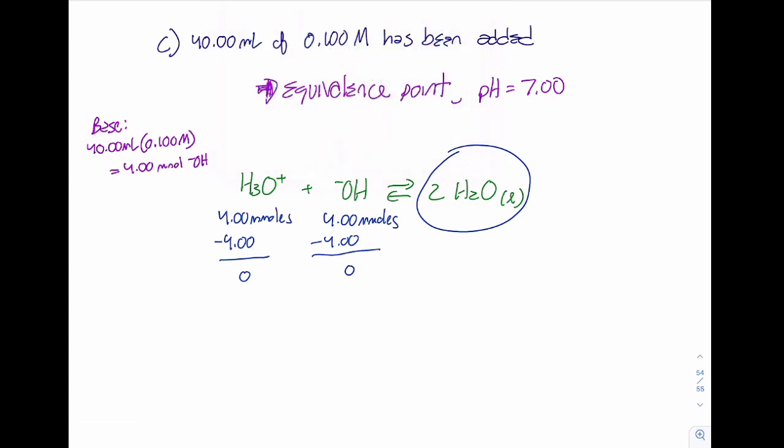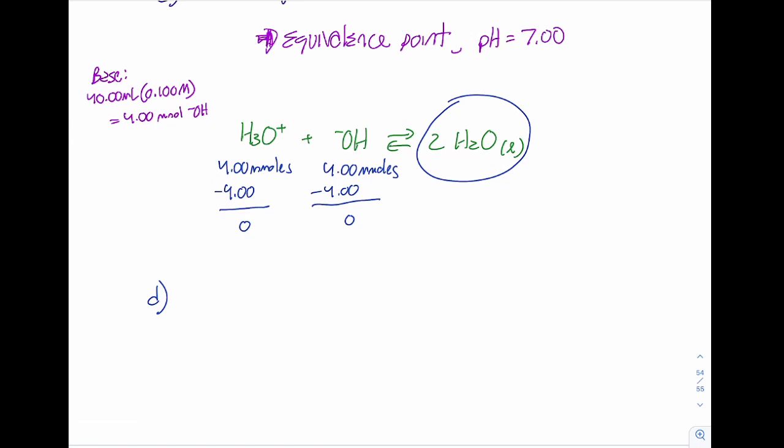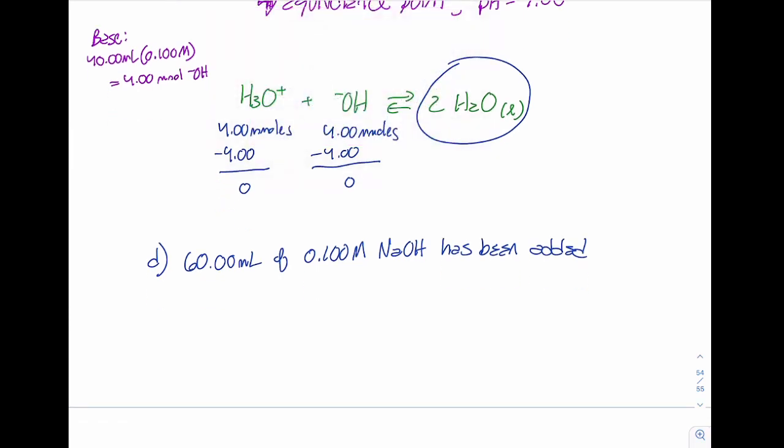Part D. We're going to calculate the pH after 60 milliliters of my 0.1 molar sodium hydroxide has been added. So same thing, we're going to write our neutralization reaction, we're going to make our change table, we're going to subtract the smaller of the two reactants from both of them, we're going to look to see what we have. We do need to calculate the millimoles of base that we've added.